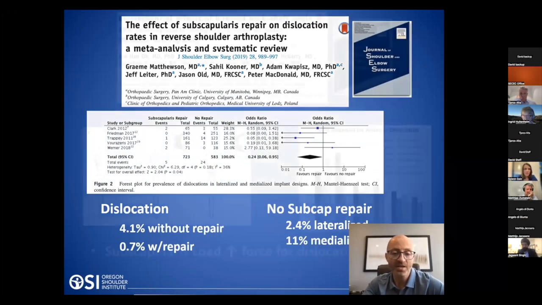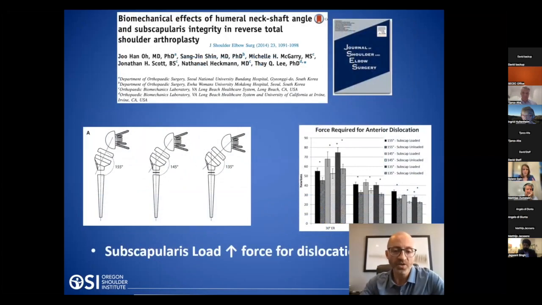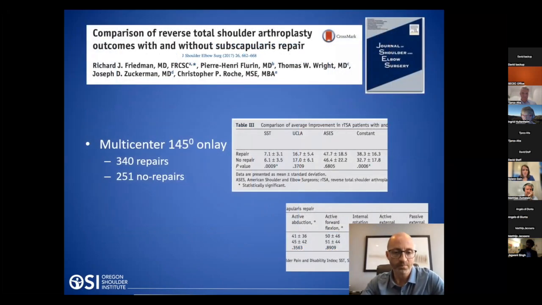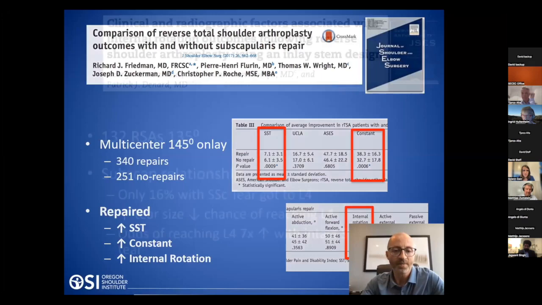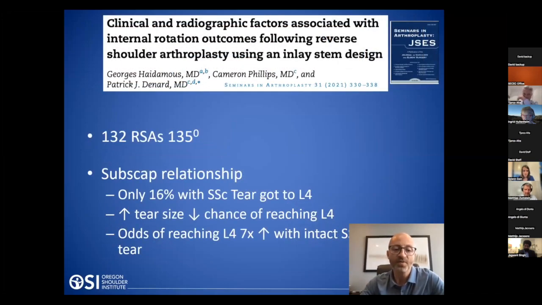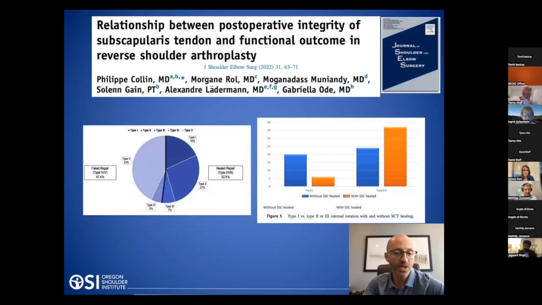But biomechanically, regardless of the neck shaft angle, as Tylene has shown, subscapularis load increases the force to dislocation. Another paper here looking at functional outcomes, subscapularis repair tended to result in some slightly improved outcomes, as you can see here, not dramatic differences. Our study of 135s, we found that when the subscap was torn preoperatively, we had lower internal rotation postoperatively. And finally, Philippe Collin has demonstrated to us that subscapularis healing improves internal rotation postoperatively.